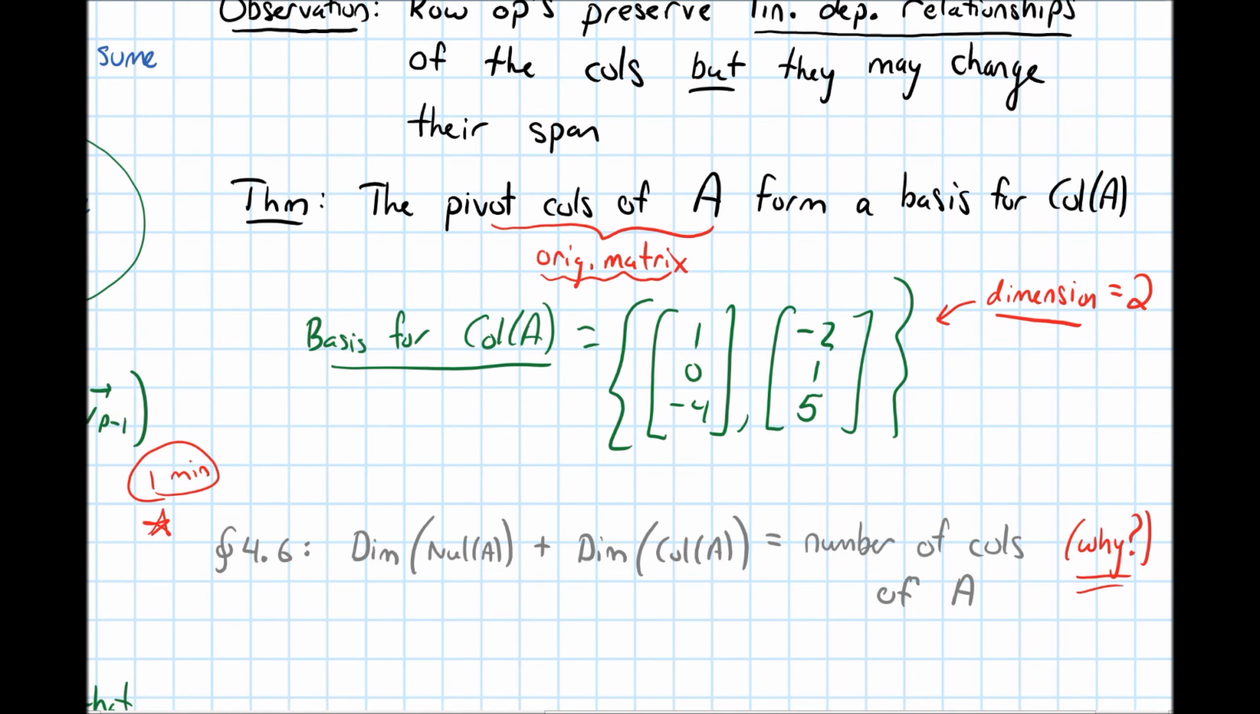Okay, so hopefully you guys paused the video and thought about it. So again, I'll mention this more in 4.6, but the dimension of the null space, it'll turn out, is always the number of free variables. And the dimension of the column space is always going to be the number of pivots. So when I add up the number of free variables to the number of pivots, well, that'll always be the number of columns of A. So that's why this result is true.